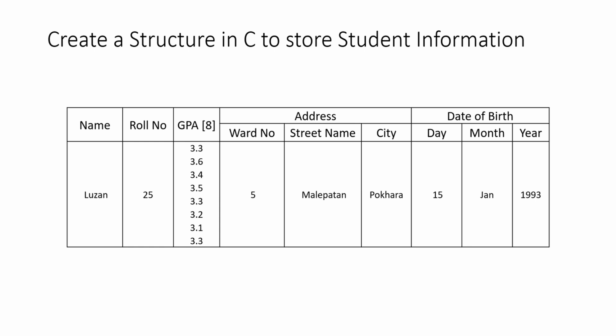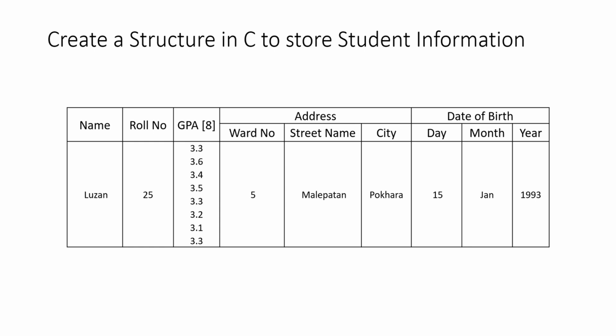So here we have sample data of one student. We have name as a string, roll number as an integer, GPA as an array of floating point numbers for representing 8 different GPAs for 8 semesters. We have address with street name and city as strings, ward number as an integer, and in date of birth we have month as a string and day and year as integers.